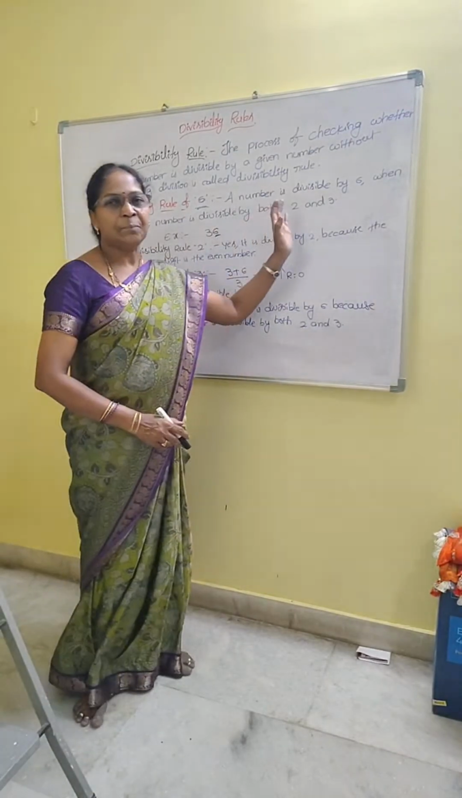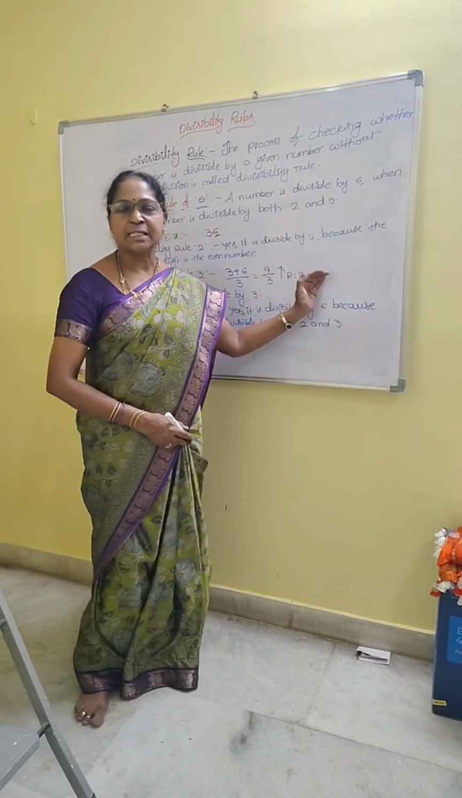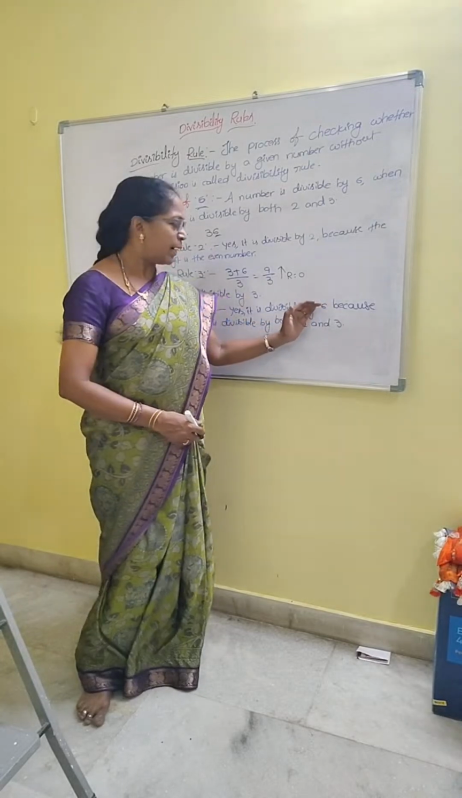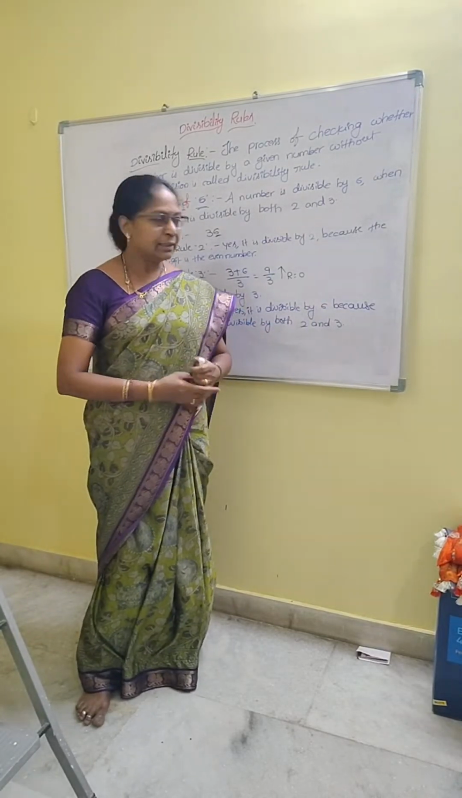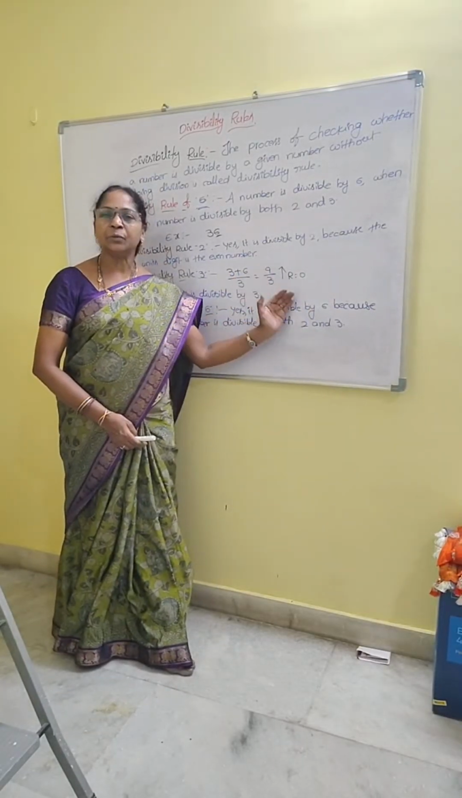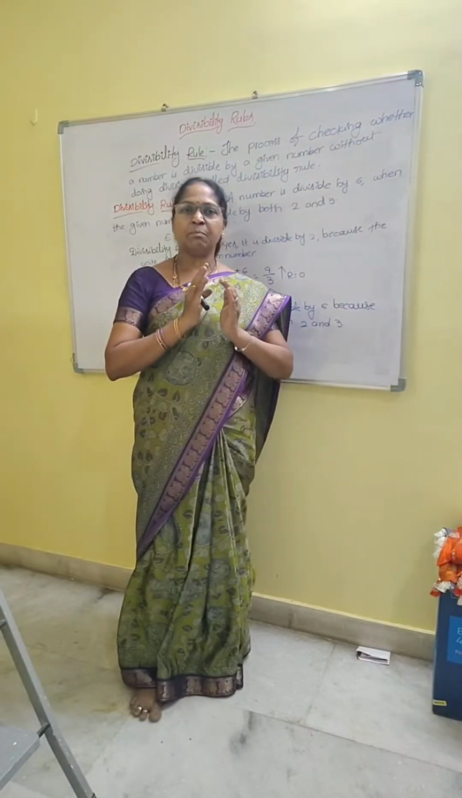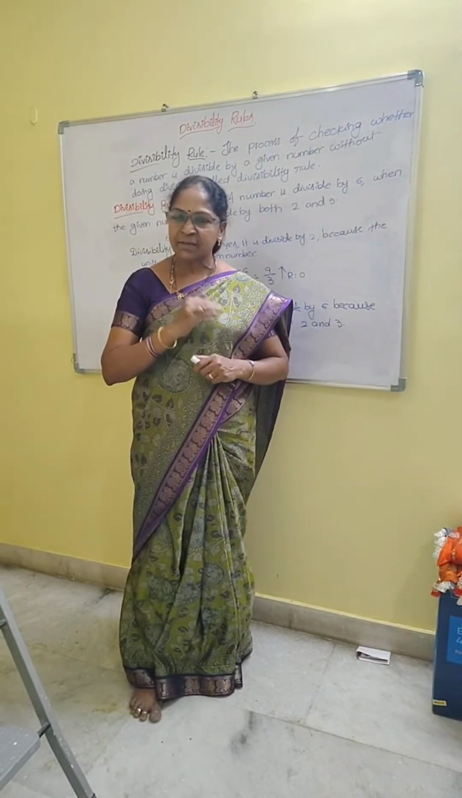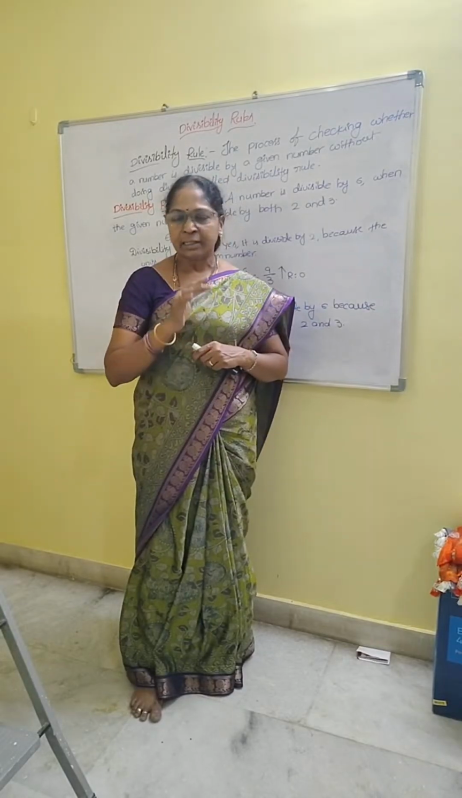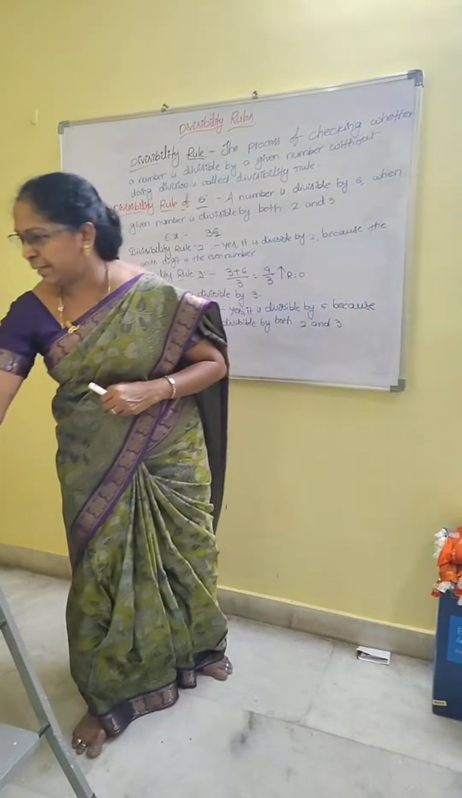Now see. So what is the divisibility rule of 6? Divisibility rule of 6 means if the given number is divisible by both 2 and 3, then we can say that the given number is divisible by 6. Divisibility rule of 6 means must and should the given number is divisible by 2 and 3. Then only the given number is divisible by 6. This is the main thing.